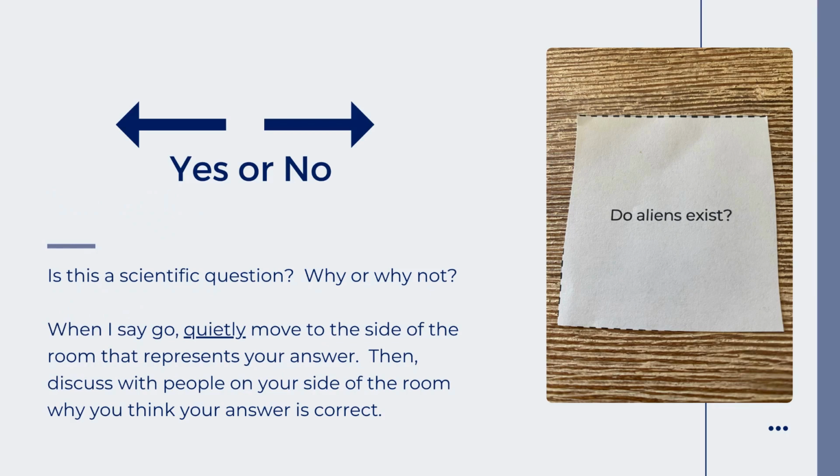And if they believe that it's a scientific question, they're going to move to the left of the room. And if they believe that it's not, they're going to move to the right of the room. So everybody is expected to participate. And then when they're within that group, they're going to talk about why they came up with that answer. This gives everybody the opportunity to speak within that group, and it makes it so that they don't have to present in front of the entire class.